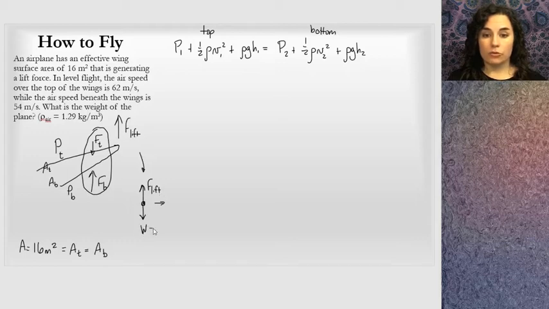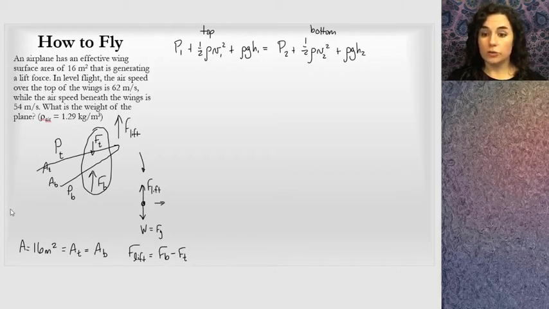And in order for it to go straight through the sky, these two will be equal to one another. And so when it says, what is the weight of the plane? I want to find what is that lift force. I'm going to write out what I know about the lift force. The lift force equals the force on the bottom minus the force on the top.